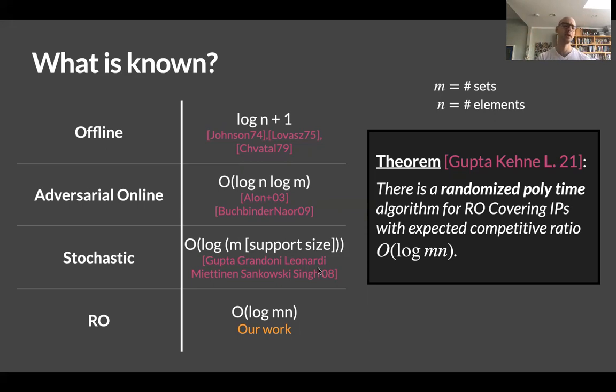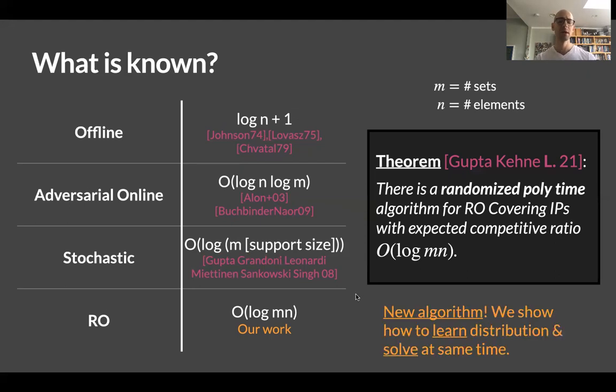And the second thing is that they assume that you know the distribution, and random order is essentially equivalent to the unknown distribution version of the stochastic setting. Now, I'm not giving that paper enough credit. It has some additional interesting properties, but at least under this benchmark, this is kind of a strict improvement. So our paper is not just a new analysis of an old algorithm, it is actually a new algorithm. And in some sense, what we're showing is that it's possible to learn the unknown distribution over the elements, and to solve the set cover instance without taking too much of a hit at the same time.